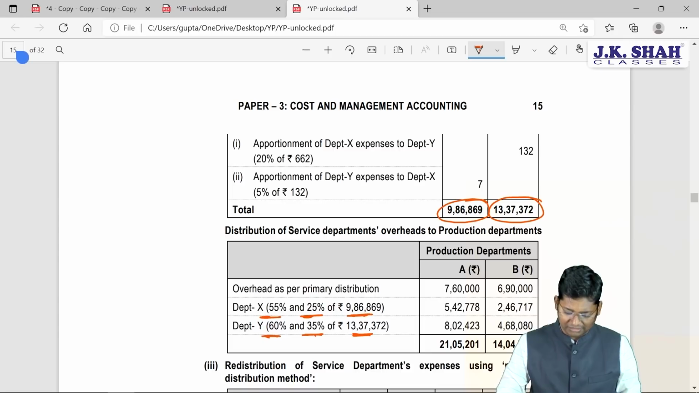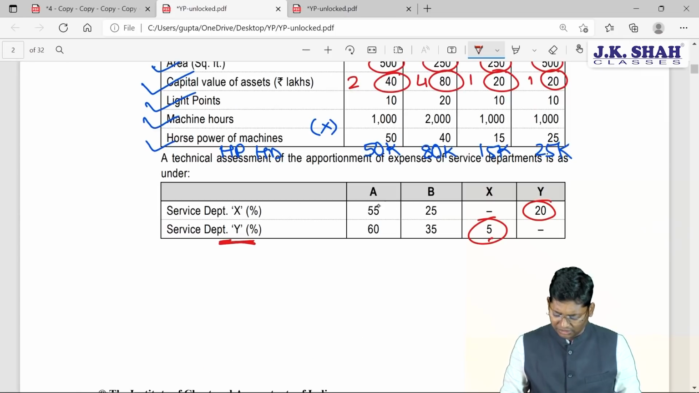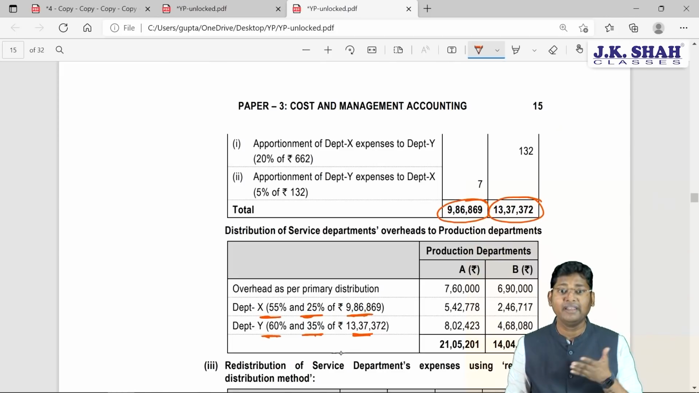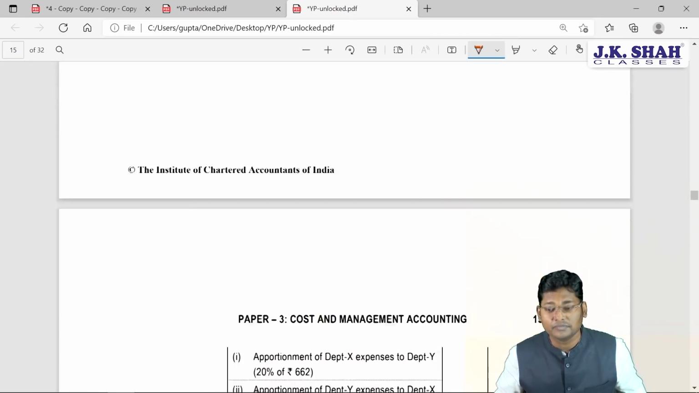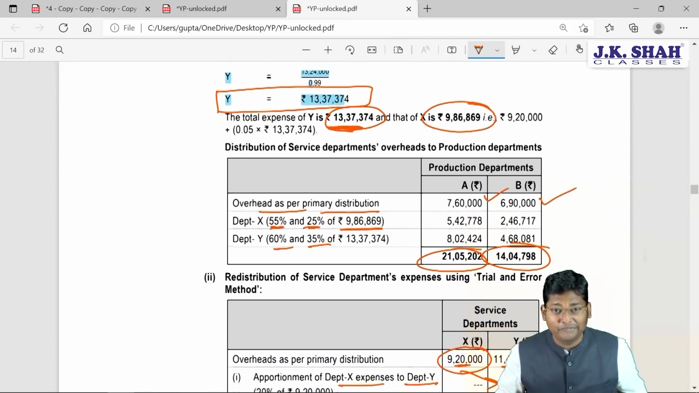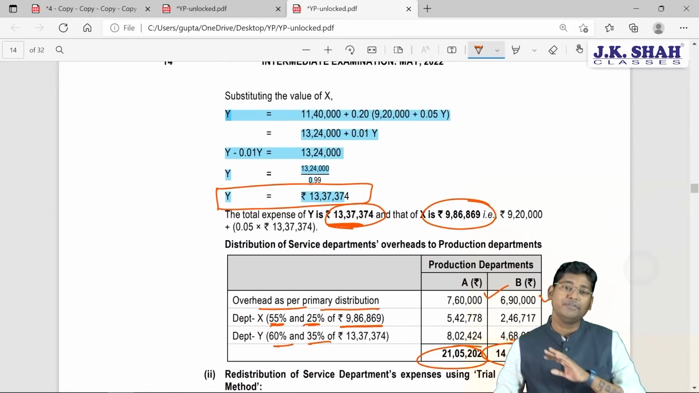given proportion. Sir, where is the given proportion? In your question, 55%, 25%, 60%, 35% I have divided. And after dividing this, again I have taken total according to my trial and error method. Hope your concepts are getting clear. Clearly understood. We started with equation, we have already done.